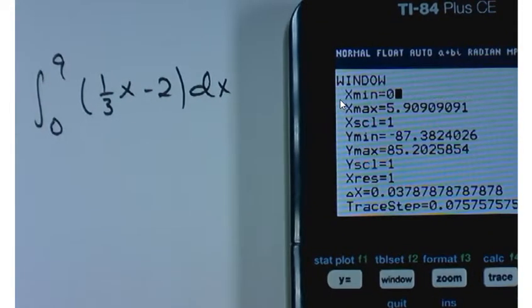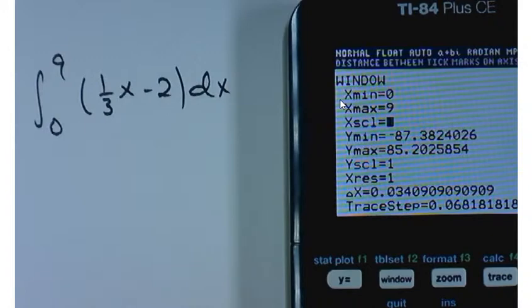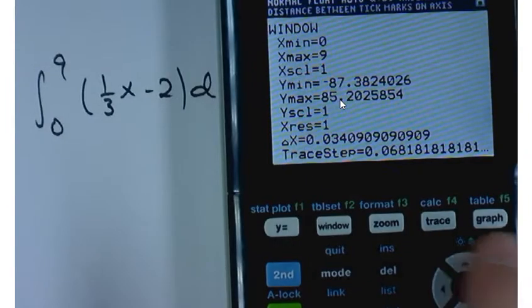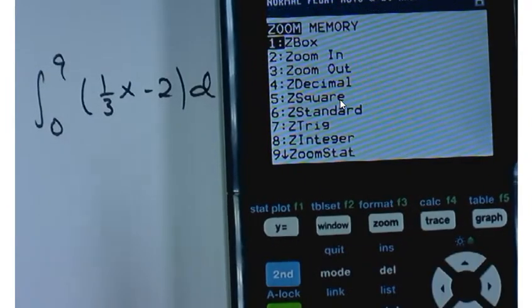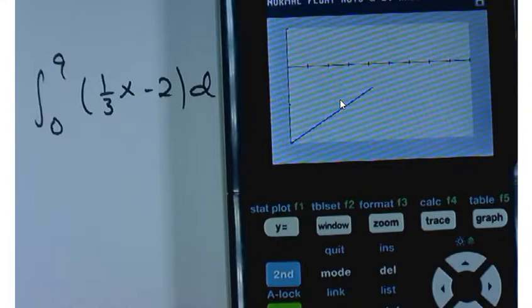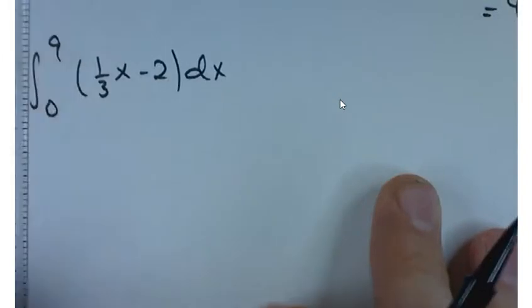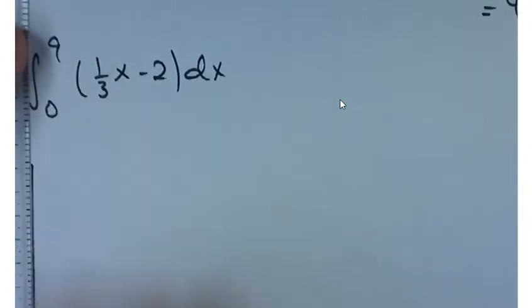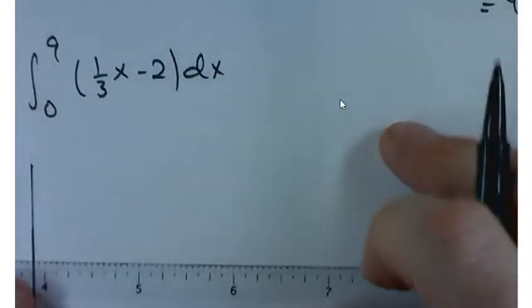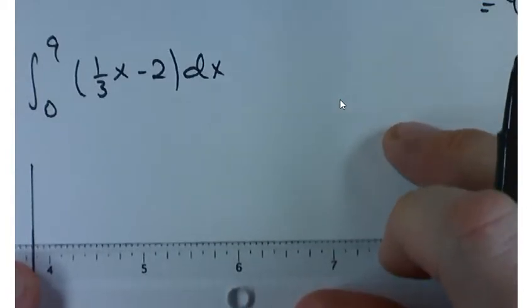So 0 to 9, scale of 1. And then I'm going to let my calculator do the rest of the work. How do I do that? Zoom 0. Wow, you guys must have been paying attention earlier. Cool. So zoom 0, and it gives me a graph like this. Okay, that's cool. Let me try and draw that graph right here. So something like this.